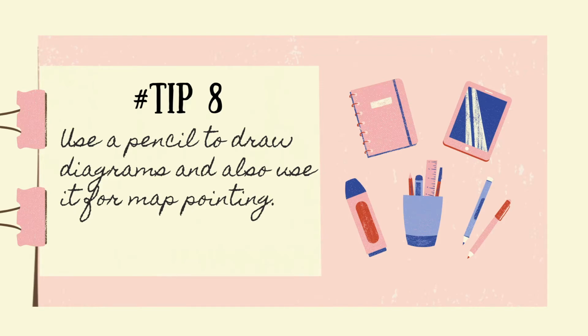And for map pointing also, I will recommend you to use a pencil. Many schools, or many teachers, would tell you to use the pen. But what you can do is build the skeleton of the map in pencil only, and after you are pretty much confident about your map pointing, you can overwrite the pencil marks with a pen, and it will look like you have written it with a pen. So this is also a very important tip, and you should keep this in mind for the future. Okay, so let us move on to tip number 9.